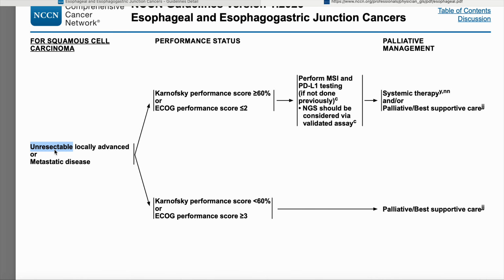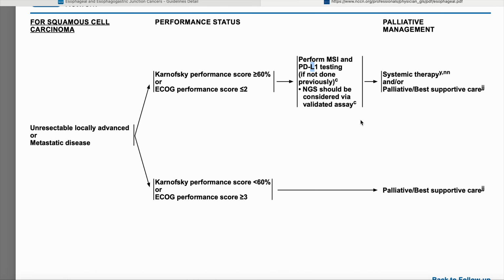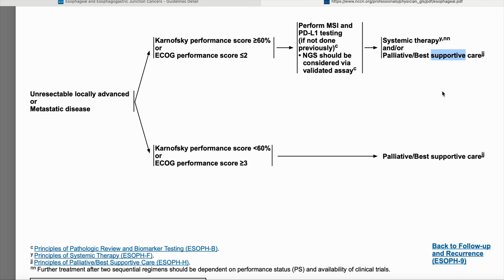Now, if the patient has unresectable, locally advanced or metastatic disease, we'll first see the Karnofsky performance status of this patient. If it is more than 60% or ECOG performance status is less than or equal to 2, then this patient is tested for MSI and PD-L1 if not done previously, and NGS should be considered via a validated assay. Based on this, the patient is planned for systemic therapy and/or palliative or best supportive care. If the Karnofsky performance status is less than 60% or the ECOG performance status is more than or equal to 3, then the patient is placed on best supportive care.